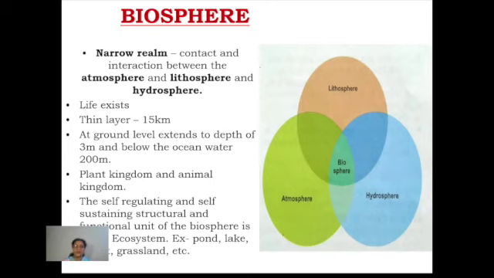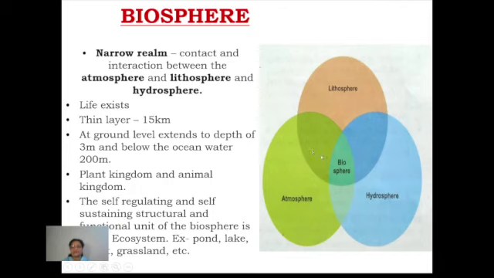One very important part of it is the functional and structural unit of biosphere, called ecosystem. The definition of it is: it is a self-regulating and self-sustaining structural and functional unit of biosphere. For example, pond, lake, desert, grasslands, forest, all these are the examples of ecosystems, right?